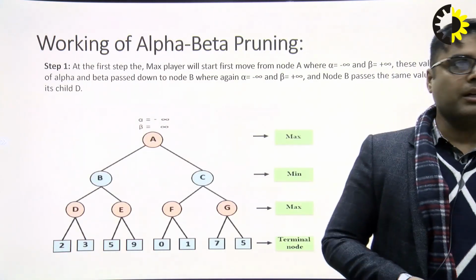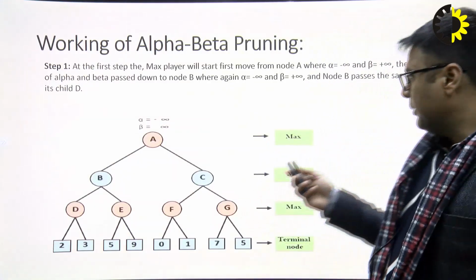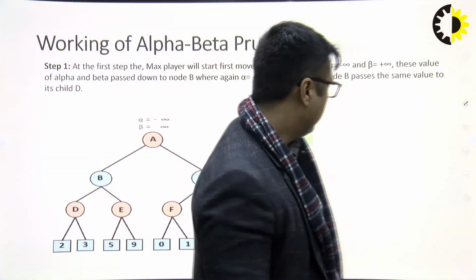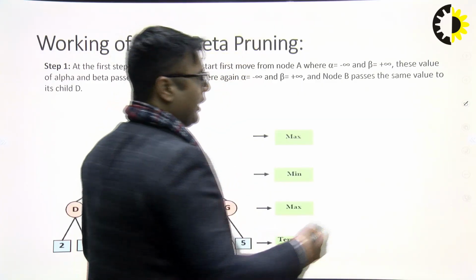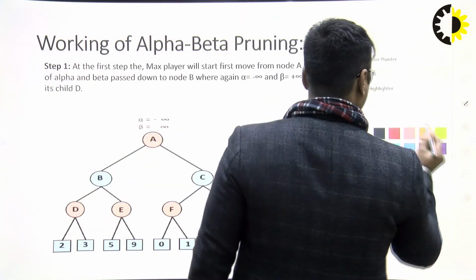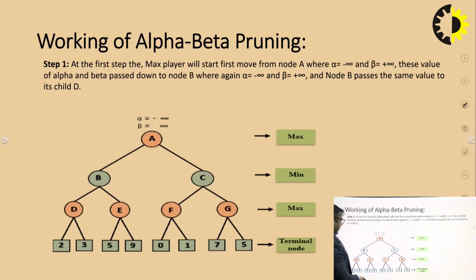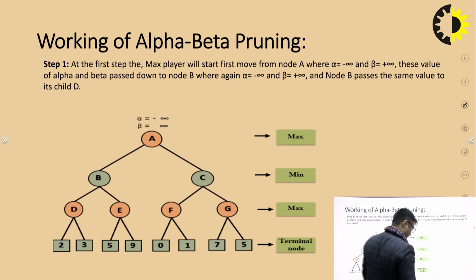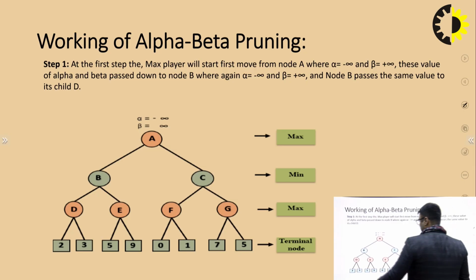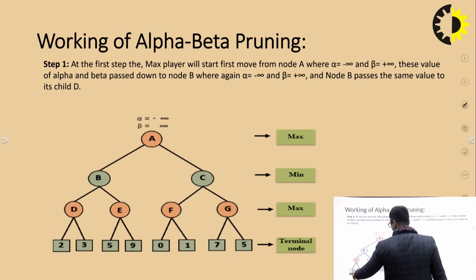So how does alpha beta pruning work? In this example I will show it in full. We have one tree. The root node has two children, and each child has two other child nodes. Every leaf node is assigned a value: 2, 3, 5, 9, 0, 1, 7, 5. These are different values of min or max nodes.